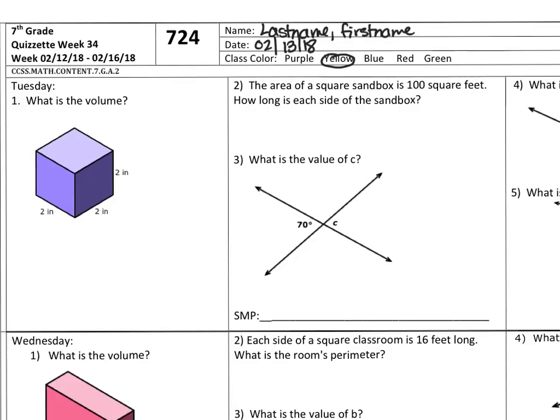Today we'll be watching a quizzette video on quizzette 724. Please make sure that you write your last name, comma, first name, today's date, and today I'll be yellow.